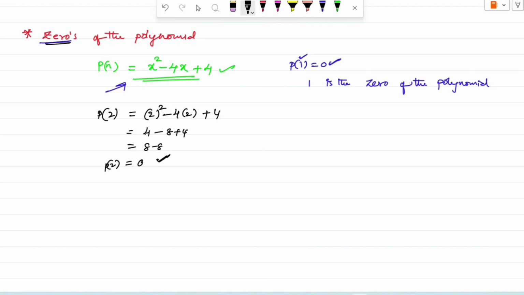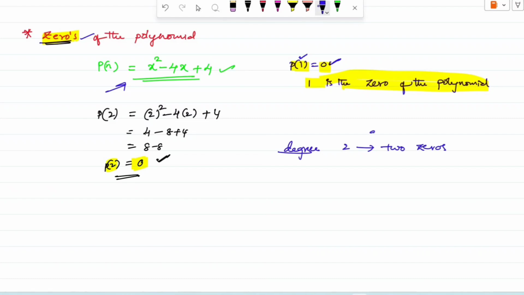Whenever the value of the polynomial becomes 0, at that value I can say it is a zero of that particular polynomial. I hope you understand. Suppose you get that p of 1 is 0; then I can say that 1 is a zero of the particular polynomial. Then how many zeros does any type of polynomial have? It always depends on the degree. If the degree is 2, it has 2 zeros.